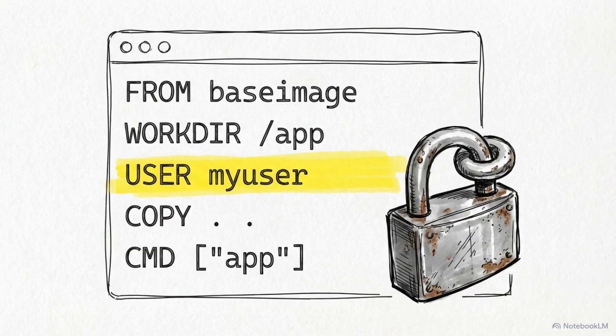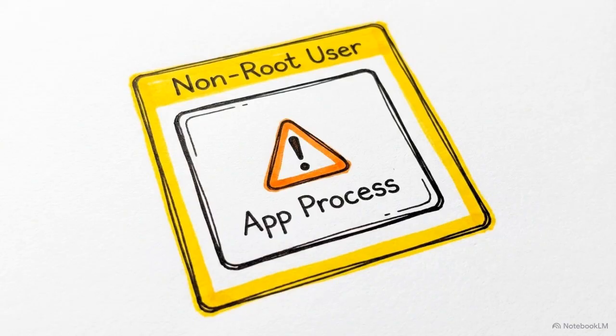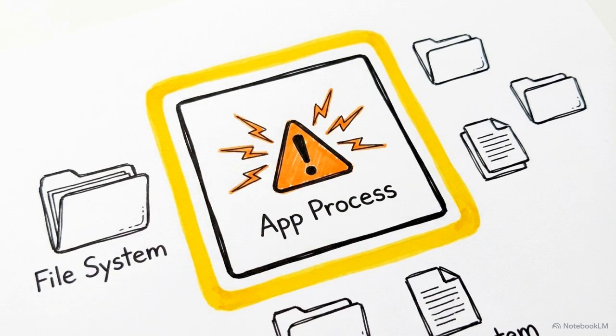By explicitly switching to this non-root user before the application starts, we ensure the process runs with the minimum permissions necessary. Hardening the image with restricted user permissions ensures that even if the application process is breached, the attacker is confined to a low-privilege environment with limited access to the container's file system.